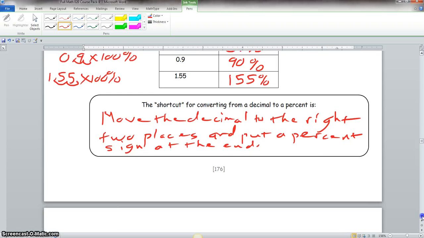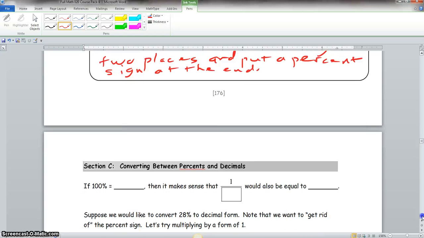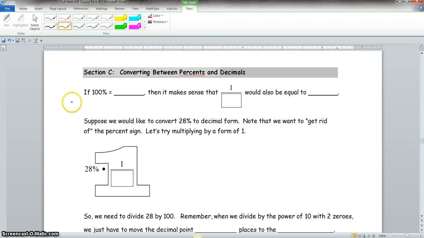Now, we scroll down here to section C, converting between percents and decimals. If 100% is equal to 1, then it makes sense that 1 over 100% would also be equal to 1. Because if 100% is 1, isn't this really 1 over 1? Suppose we would like to convert 28% to decimal form. Note that we want to get rid of the percent sign. Let's try multiplying by a form of 1. So we add 28% times 1 over 100%.